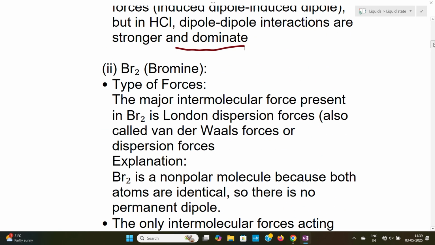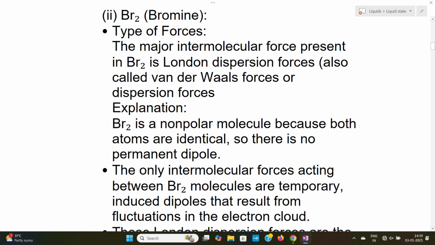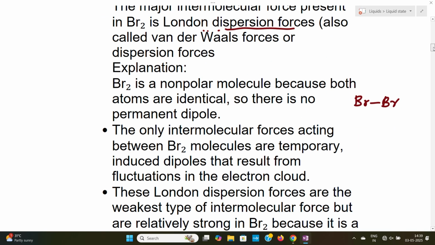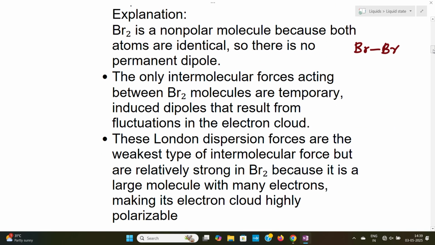In the case of bromine, the major intermolecular force present is London dispersion force, which is also called van der Waals forces or dispersion forces. We know that bromine is a nonpolar molecule because both the atoms are identical. Therefore, there is no permanent dipole in bromine. The only intermolecular forces acting between bromine molecules are temporary induced dipoles that result from fluctuations in the electron cloud.